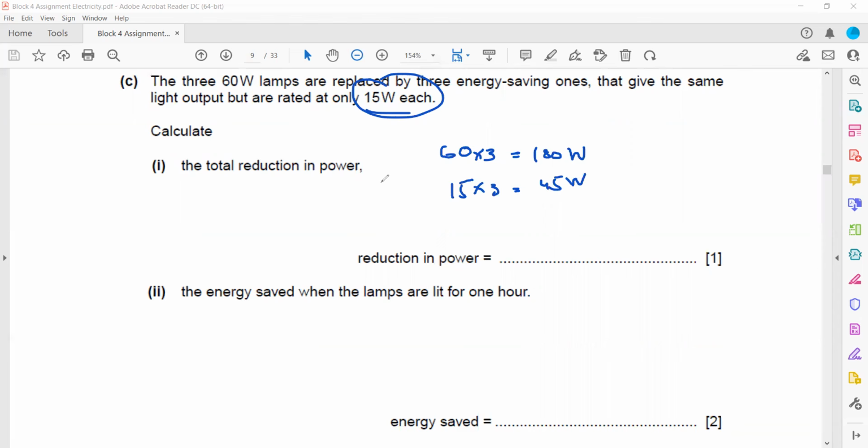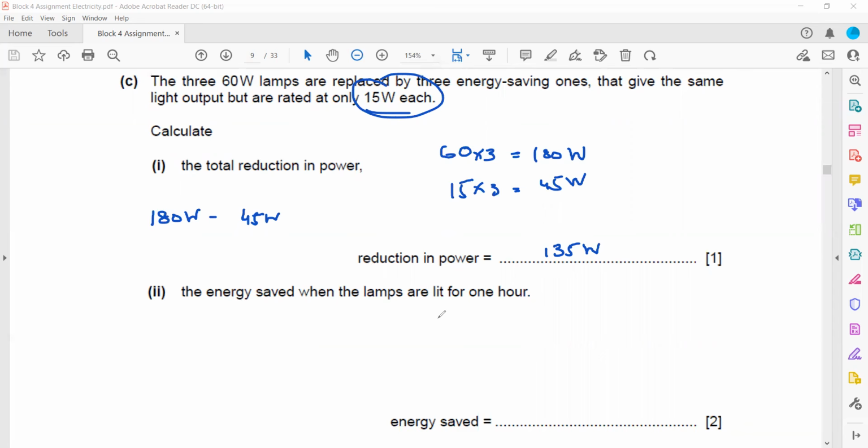So how much power has been reduced? Before we were using 60-watt lamps with a total power of 180, but now we are using only 45. So 180 minus 45, that's equal to 135 watts. That's the total reduction in the power.